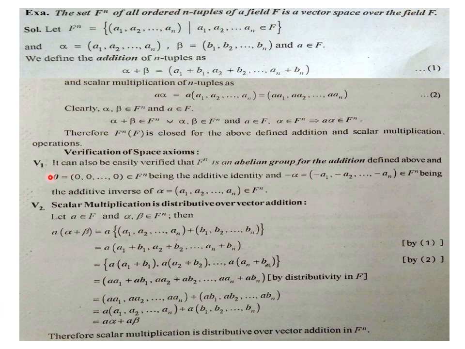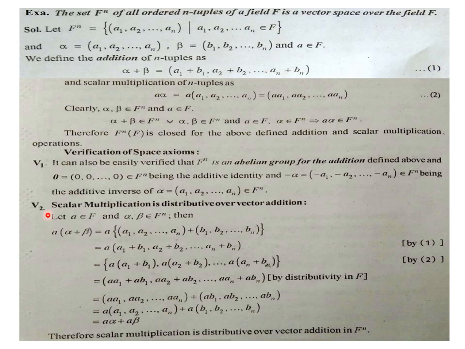We talk over V1. V1 is directly written: it can easily be verified that F^n is an abelian group for the addition defined above. (0, 0, 0) is the identity element, and minus alpha, that is (minus a1, minus a2, up to minus an), belongs to F^n as the additive inverse. In short, V1 is satisfied.